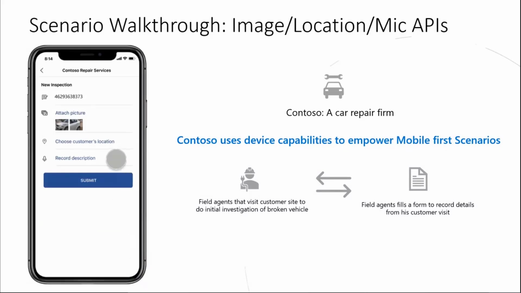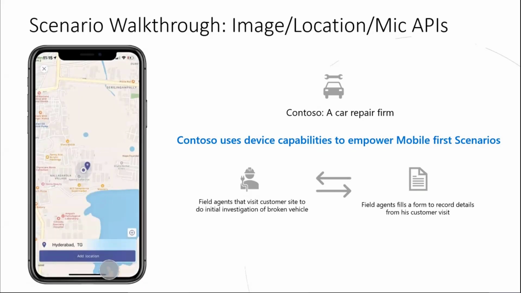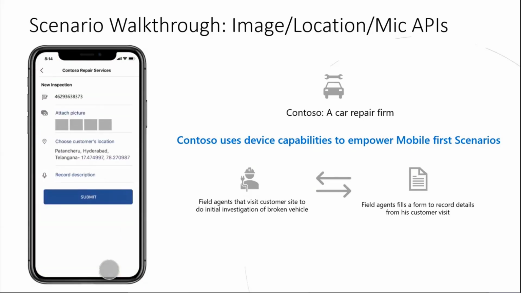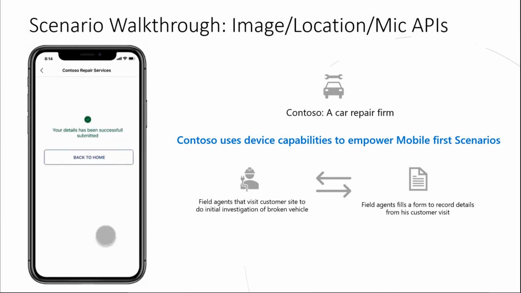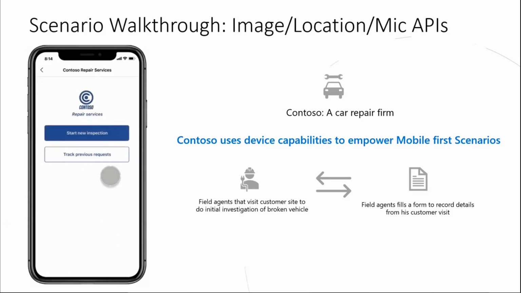They also have the option to choose and pick the current location of the customer by dropping a pin at the map interface. Instead of typing out a description of the car, the field agent can record an audio description of the car itself. On recording the audio successfully, the field agent can submit the ticket, and finally, the information is added to the tab app in the channel.